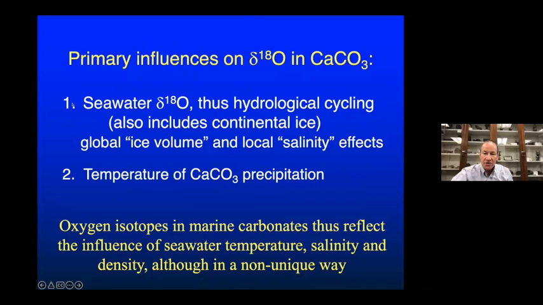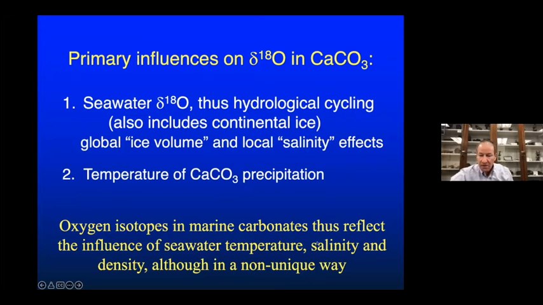An organism that makes a shell in the ocean is using some of the oxygen to go into its calcium carbonate, and it starts with a delta O18. But it doesn't end up being exactly the same delta O18. The shell makes a calcium carbonate that has a different delta O18 from the surrounding seawater, and it's different as a function of temperature. So these two influences dominate the delta O18 in calcium carbonate. That means that oxygen isotopes in all marine carbonates reflect the influence of temperature. That's this second effect.